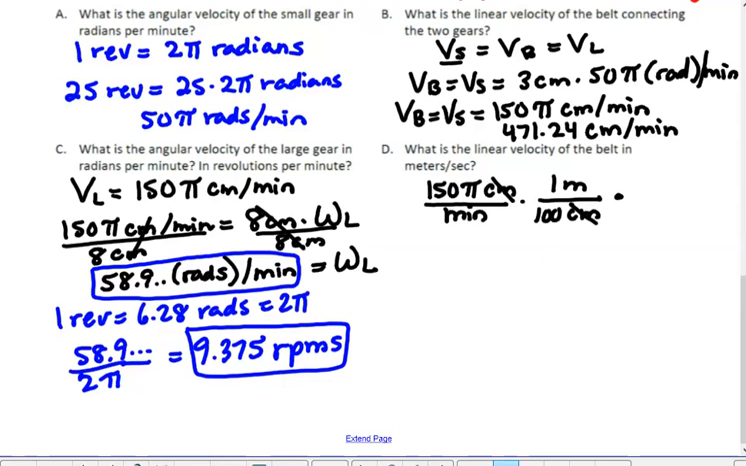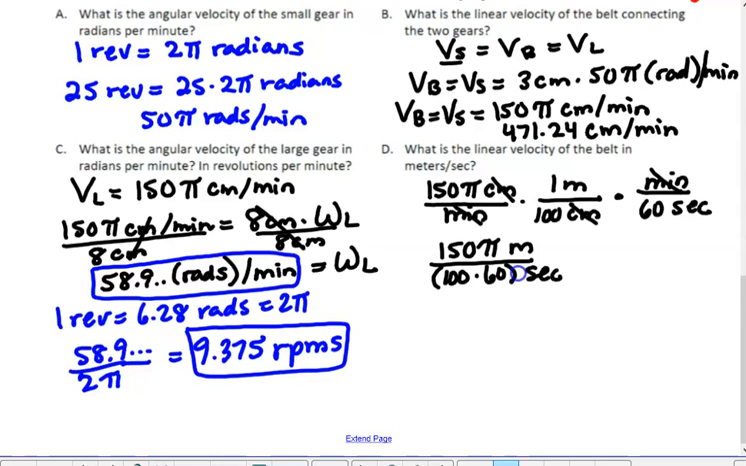Then I also know that I have it per minute, but I want it per second. So I'm going to have to divide by 60. In other words, I make a fraction that says 1 minute is equal to 60 seconds, and once again position it so the minutes cancel out. So basically, I end up with 150 pi meters over 100 times 60 seconds. If I do that calculation, 150 pi divided by 100 times 60, I end up with 0.0785 meters per second. So this is a really efficient way to change units.